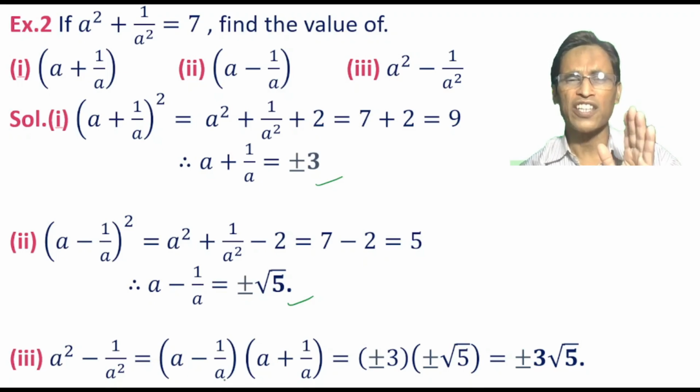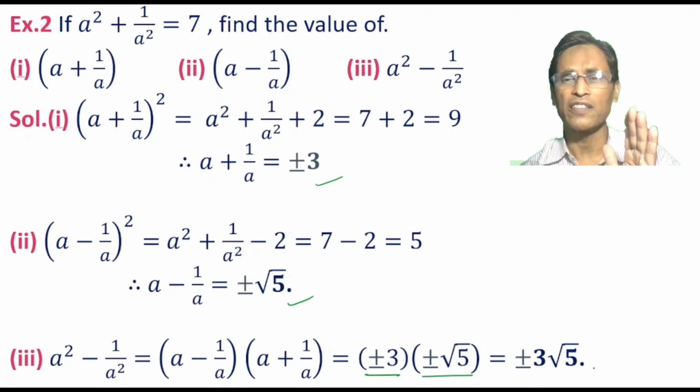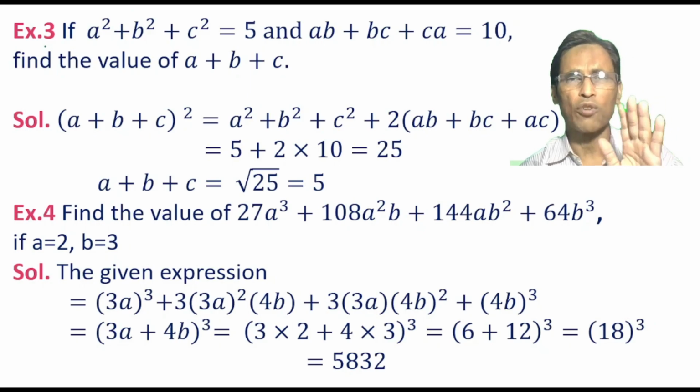Therefore in the next step a minus 1 by a को हम रिप्लेस कर सकते हैं plus minus root 5 से, और ये यहाँ पर वैल्यू रिप्लेस किया गया, और a plus 1 by a को रिप्लेस कर सकते हैं by the value found plus minus 3 से, and so it has been done here. Now the product of this comes 3 root 5 with the sign of plus minus, and so this is the value of a square minus 1 by a square. Answer. Now we come to the question number 3.